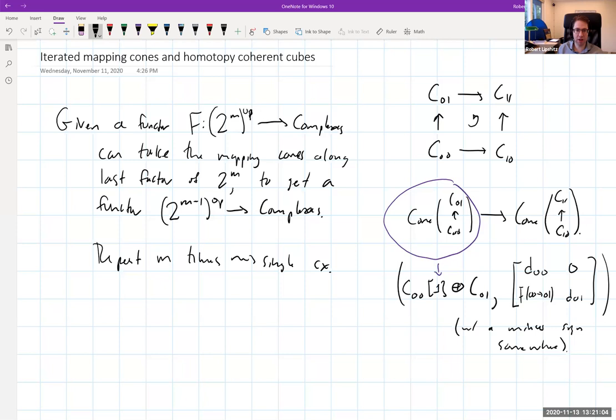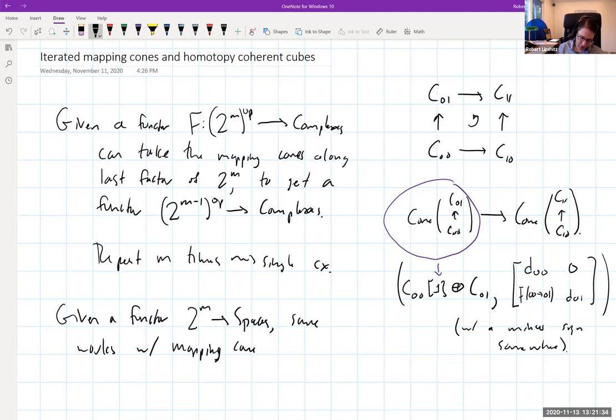The same works for spaces. So given a functor from 2 to the m to spaces, the same works with the mapping cone of spaces instead of the mapping cone of chain complexes. Fine.